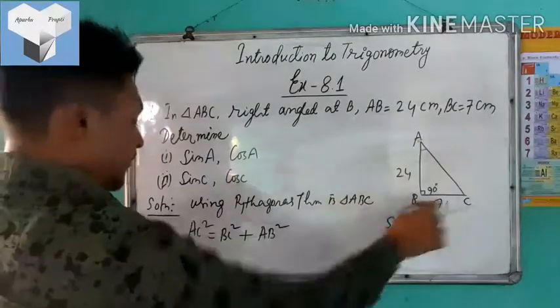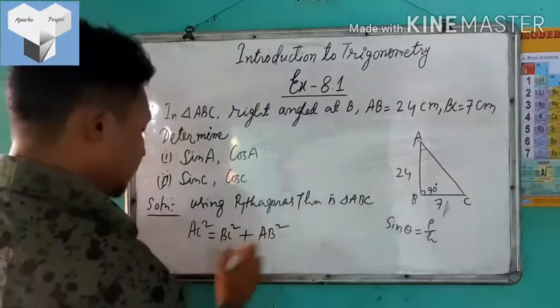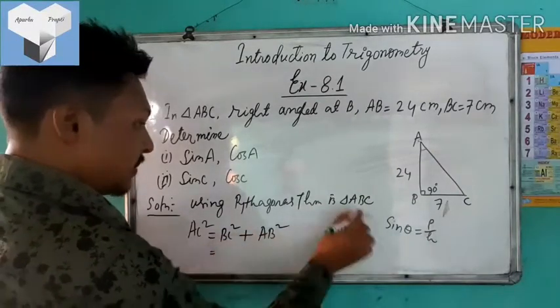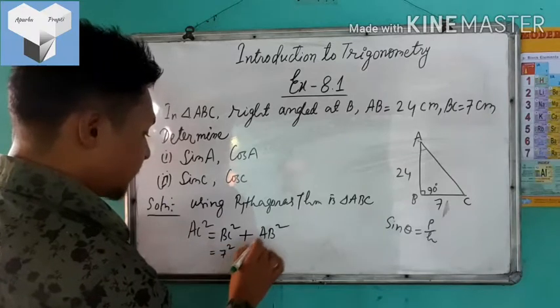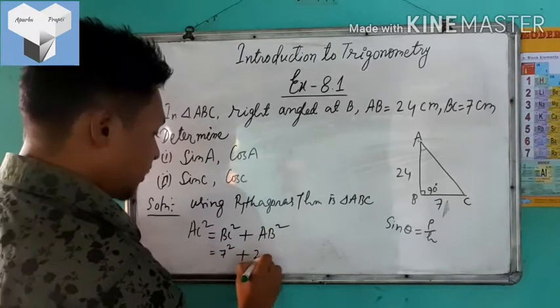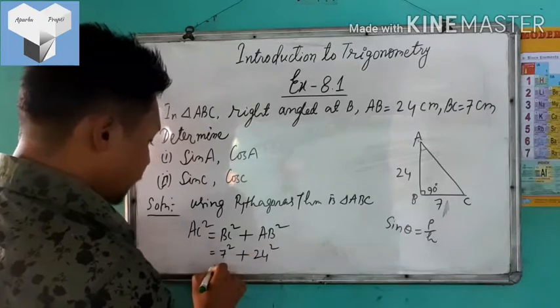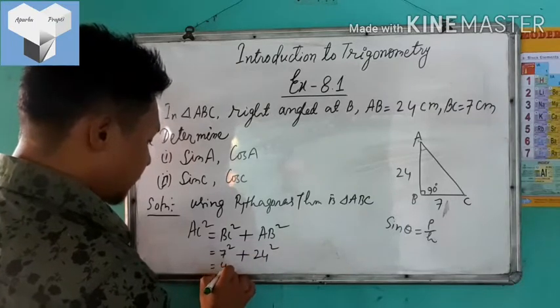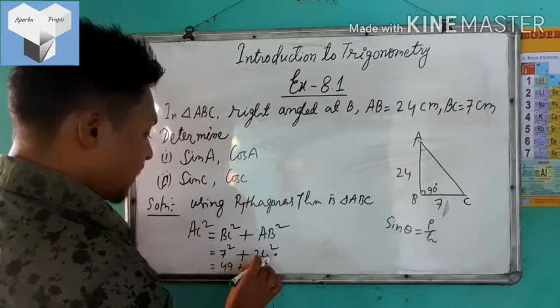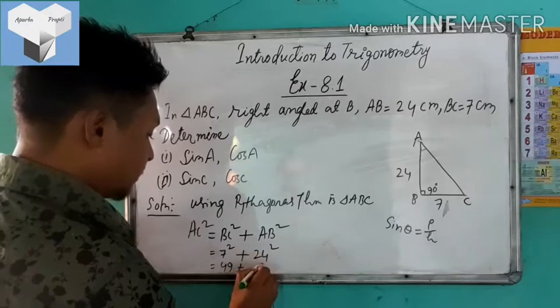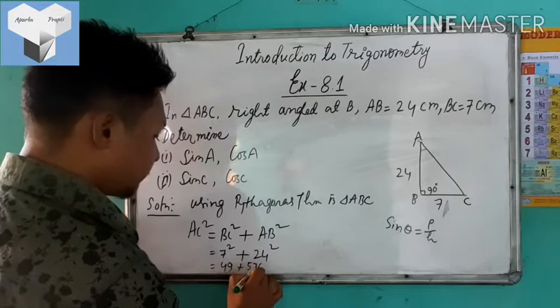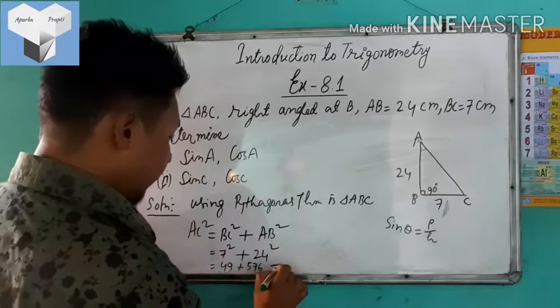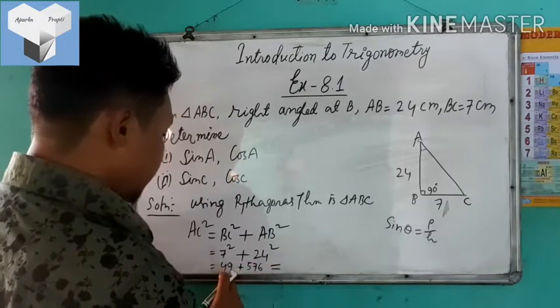So we need to find the value of AC. Here we are given the value of BC is 7. So 7 square plus AB is 24 square. We know 7 sevens are 49, plus the square of 24. 4 fours are 16, it is 576. And this will be 625.